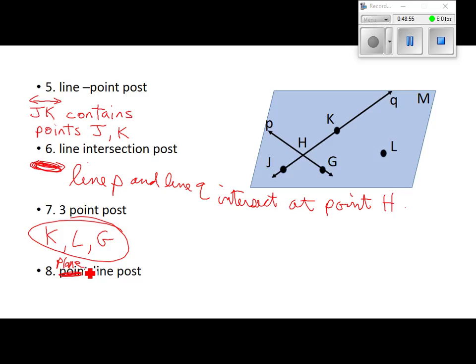Give me 2 points in this plane. Okay. L and K. The point L and K. Are they in this plane? Yes, no, maybe? Yeah, plane what? In. If L and K are in that plane, then what do we know? Line LK is in the plane.